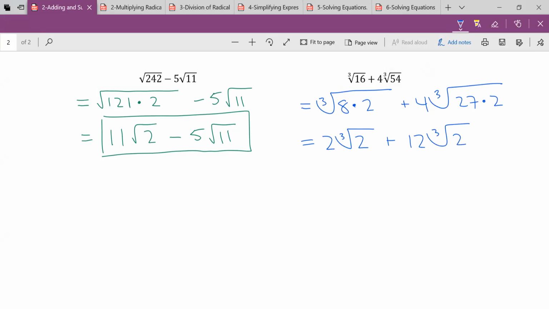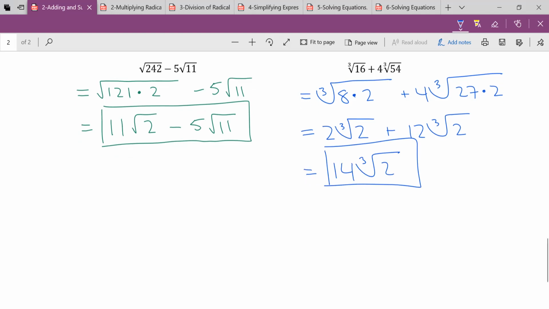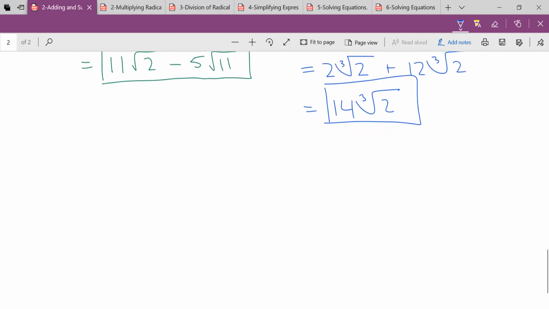And now we have the same radicand, the 2 and the 2, right? And so now we can add these together, just like that. There it is. So friends, that's how you add and subtract radicals. Nothing too difficult about it, but the thing you have to remember is that the radicands must be the same.